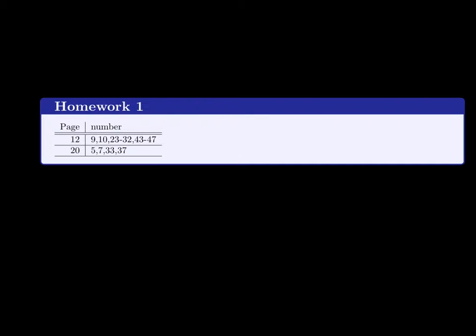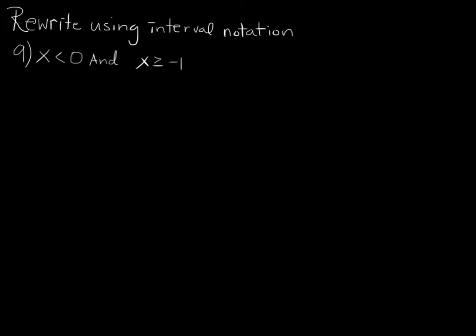In this video, we present the solutions to homework number 1. In problem 9, we'd like to rewrite the values of x which solve both of these inequalities using interval notation.